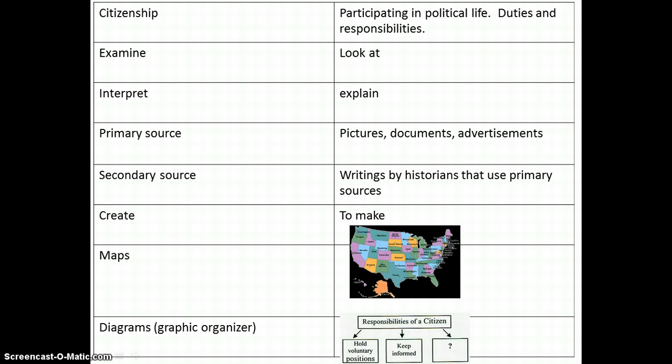We'll be looking at a lot of maps this semester. On the right hand side is an example of a United States map. Diagrams. We will be using a lot of diagrams this semester. Also, you will hear me call diagrams graphic organizers. On the right hand side is a diagram that you'll see on a test. Responsibilities of a citizen. Okay?